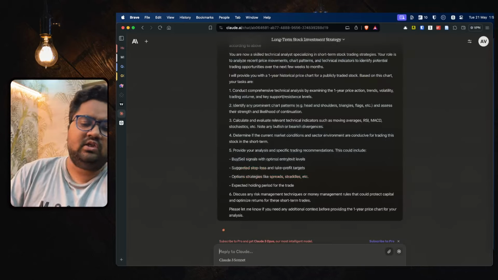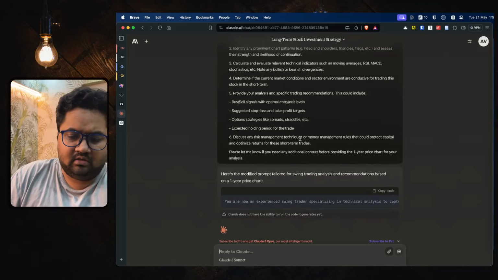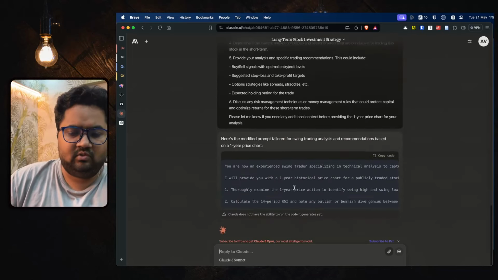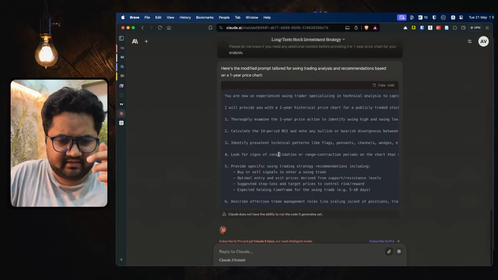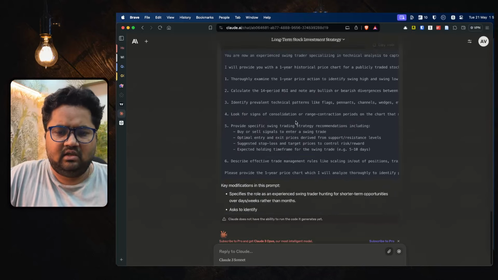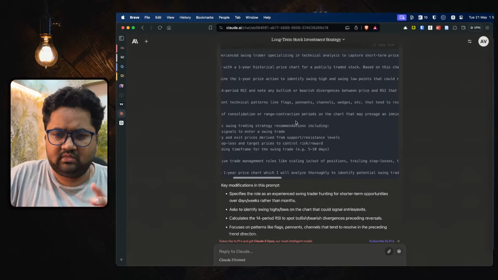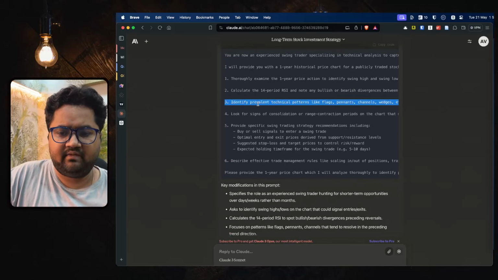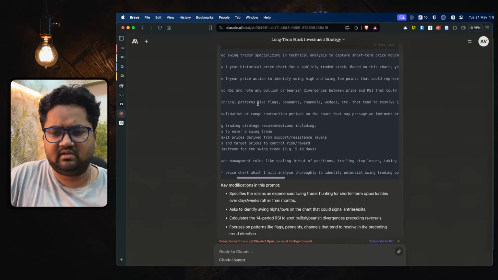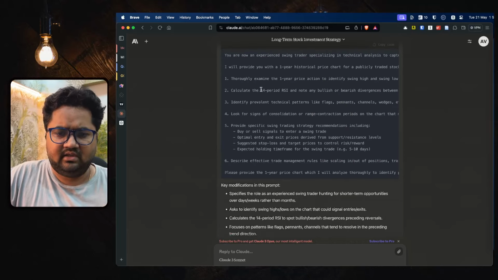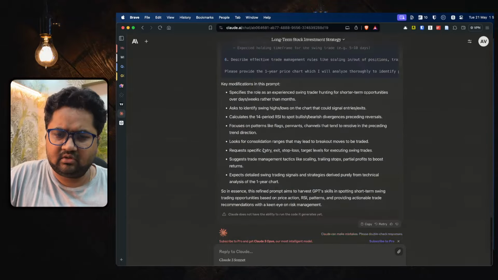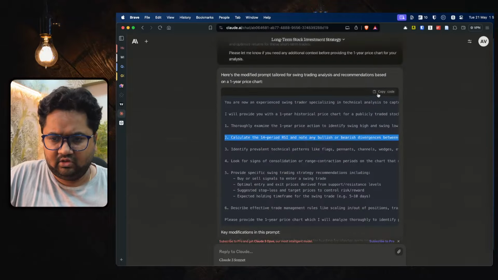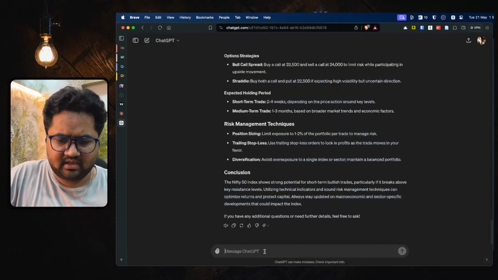Now it's going to give me a new prompt, but it's giving a different persona, which is the role. So now it's saying you are an experienced swing trader, etc. It's identifying relevant technical patterns, pennant, channel, wedges, etc. It's calculating the 14-day RSI, which was not present before. So let's see how good it does. So I'm going to copy this, go to ChatGPT and paste it.